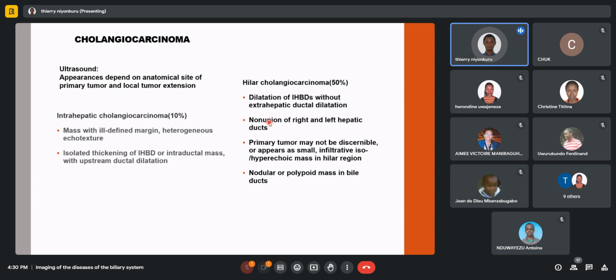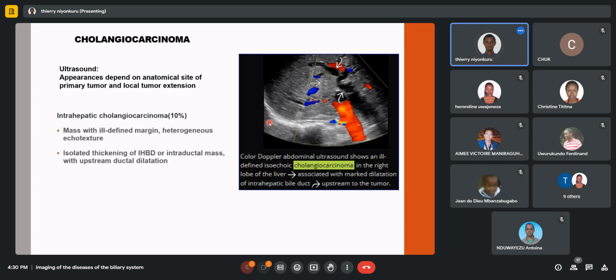So there may be non-union of the right and left hepatic duct. The primary tumor may not be discernible or may appear as a small, infiltrative, or hypoechoic mass in the hilar region. It may be a nodular or papillary mass in the duct. On this color Doppler ultrasound, we can see an isoechoic mass in the left lobe of the liver with associated upstream dilatation of the intrahepatic duct. The mass was causing obstruction with the upstream dilatation, and it also shows increased vascular flow.